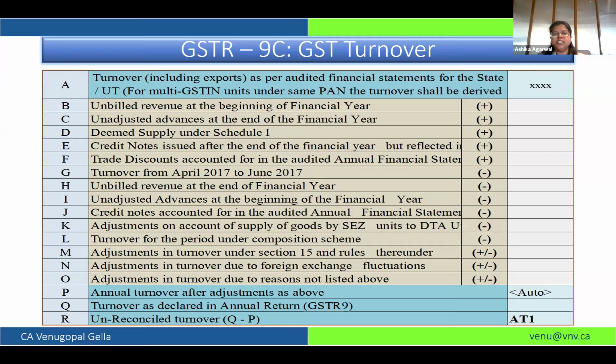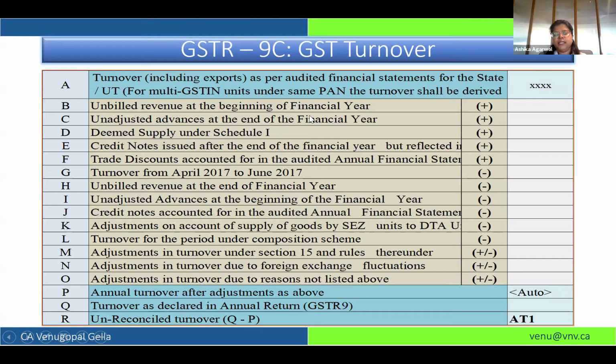In the service industry, it's the most common which is going to come. So if you have recorded anything of unbilled revenue in your audited financial, make sure to take the impact of it. So at the beginning of the year you have to add, which is covered by 5B, and at the ending of the year you have to reduce, which is also covered over here in 5H.